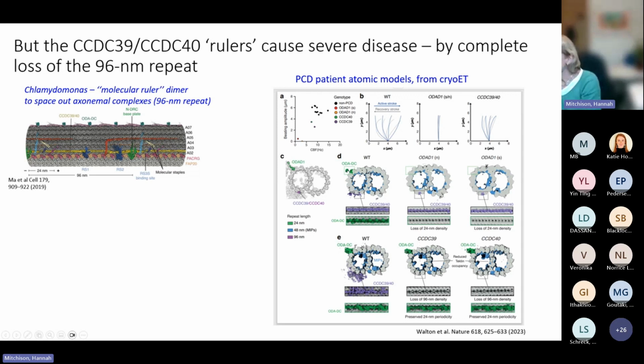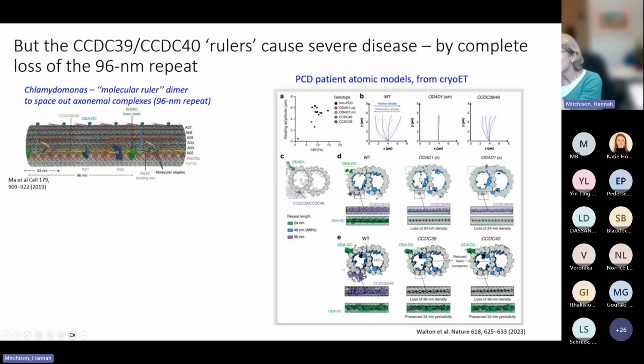So we have, as an example, a comparison between patients with ODAD1 mutations, and ODAD1 is a component of the outer dynein arm docking complex. So if you look at your peripheral doublets, all 9 of them, you'll see the little docking complex, and that's where the outer dynein arm attaches. It's quite difficult to freeze patient cilia in enough quantities to be able to send them to Alan Brown in Boston to create an atomic model. So this is really fantastic work.